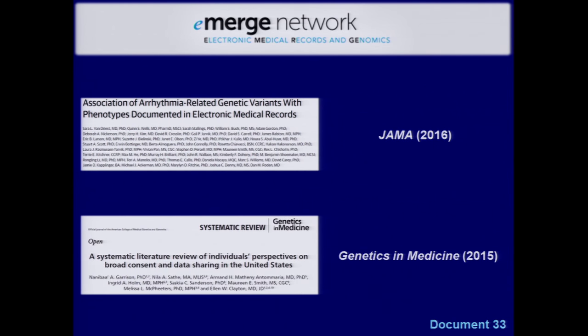Meanwhile, the eMERGE Consent Education Regulation and Consultation, or CERC, working group was established to survey 90,000 individuals on their perspective about broad consent and data sharing. A systematic literature review was completed by this working group to prepare for the survey, and the findings from that literature review were recently published in Genetics in Medicine.